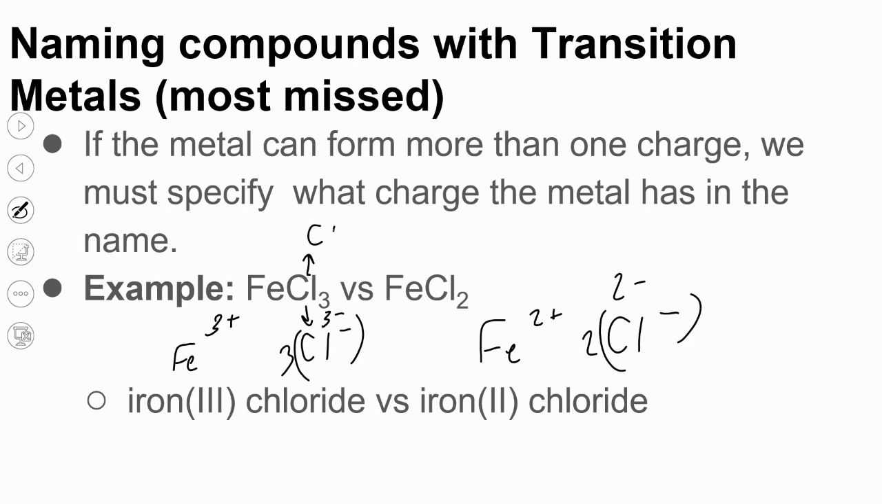Chlorine has a -1 charge. There are 3 of them, so there's a 3 minus charge. I need to make sure the charge is equal to 0 for the overall compound. So if I have a 3 minus on chlorine, what does iron have to be? Sorry, 3 plus. So 3 plus and 3 minus gives us 0. And that's where this number is coming from.